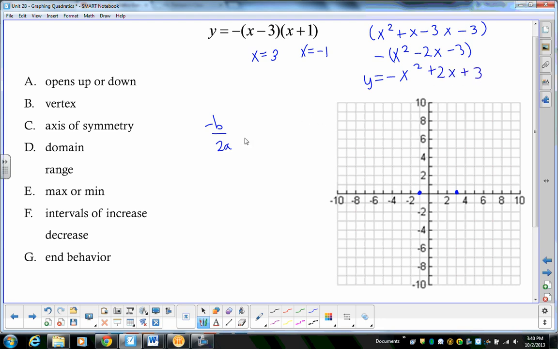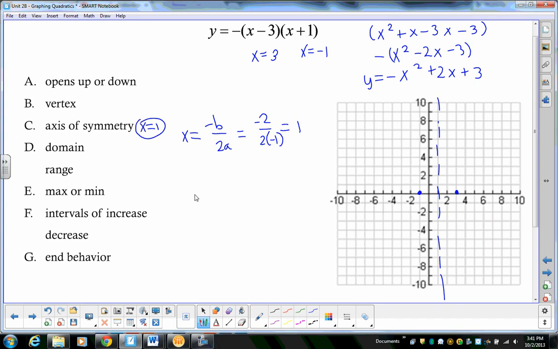Okay, so if I'm going to do -b over 2a, I know that the axis of symmetry is going to be equal to -b over 2a. So I have -2 over 2 times -1, which is going to give me 1. So I know that my axis of symmetry is going to be x equals 1, which is, of course, right in between these two x-intercepts, and that makes sense.